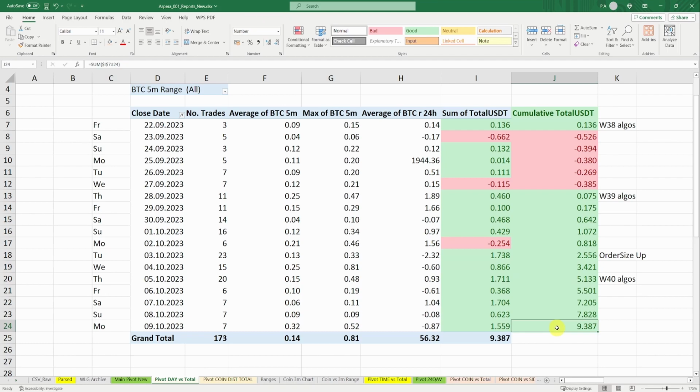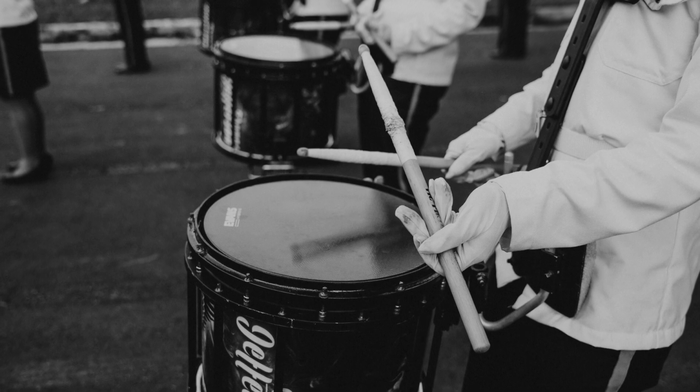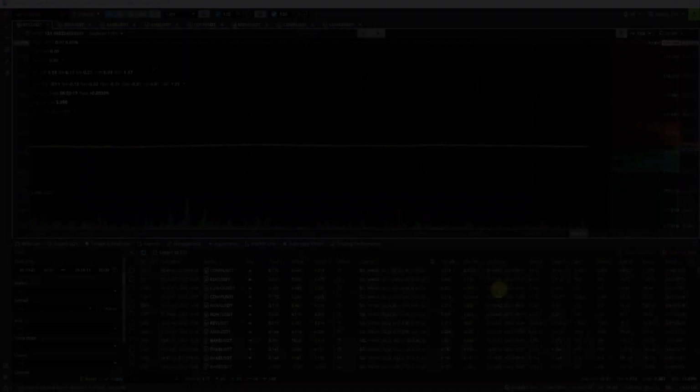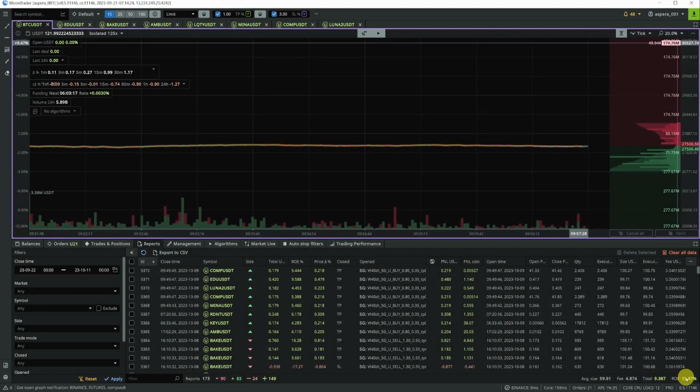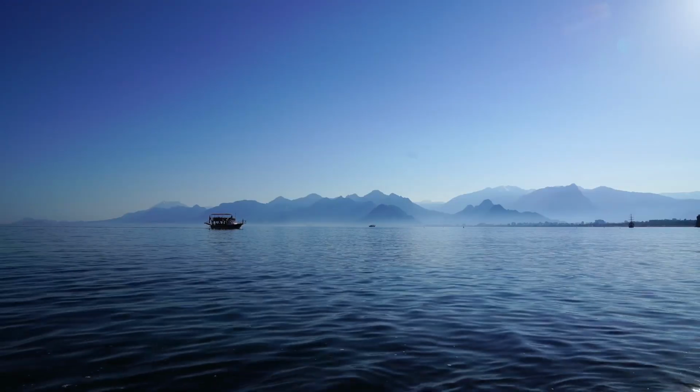And now, drumroll, the moment you've all been waiting for, hopefully. Let's check that balance. I am happy to report that from 189 USDT I am now up to 197.7. So what have we learned today?